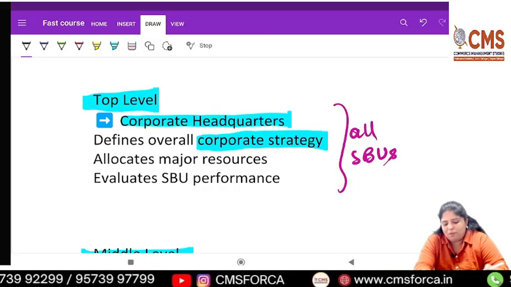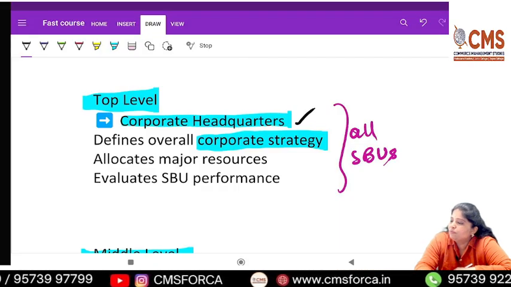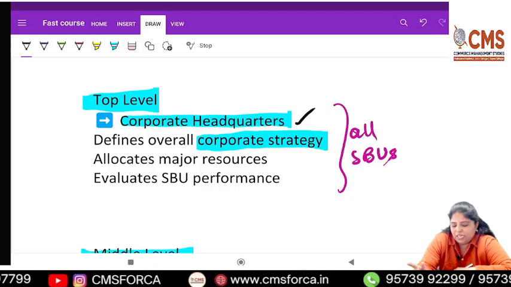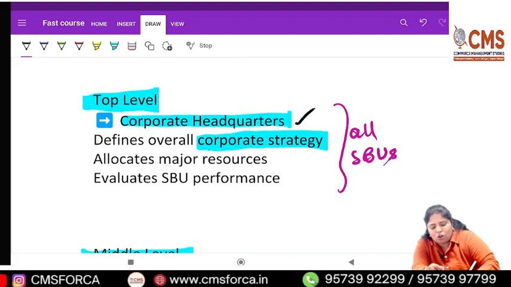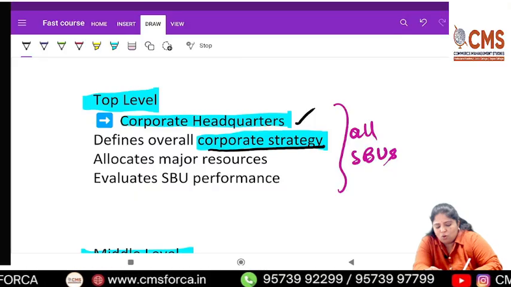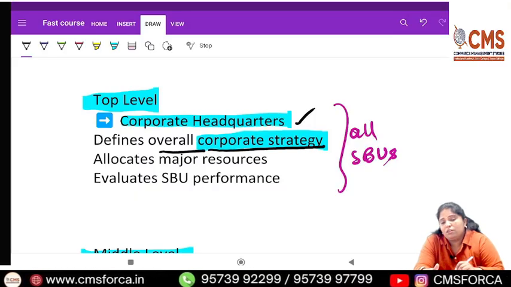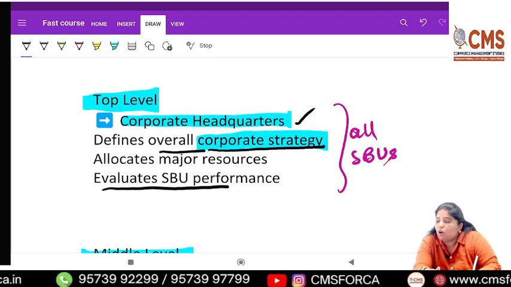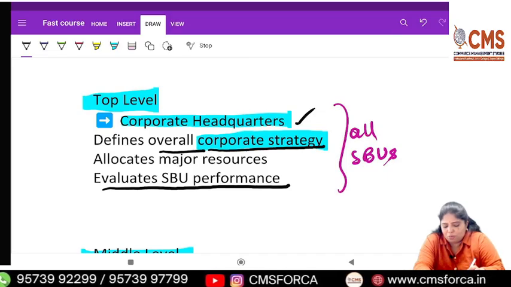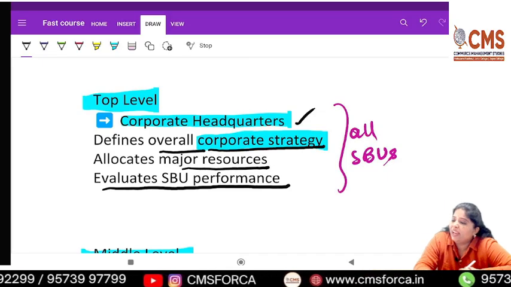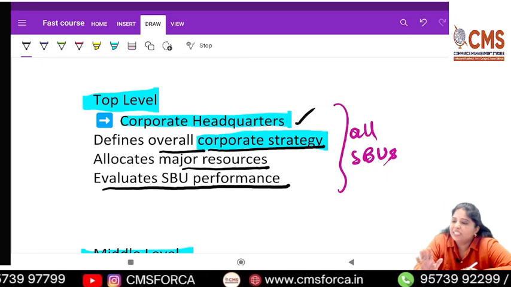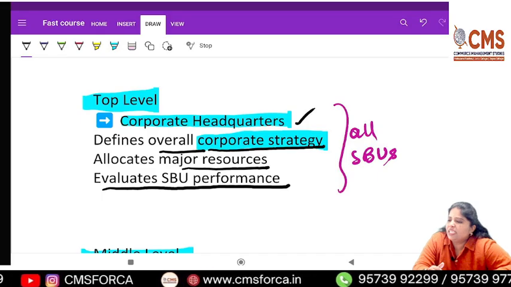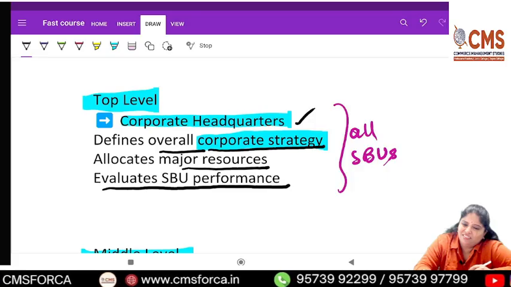So first, top level. At the top level, what do we have? Corporate headquarters. What do they do at corporate headquarters? They define overall strategies for all SBUs. They try to oversee every SBU's performance and they may try to allocate resources. Clear till here? Now what is the next level before I scroll?